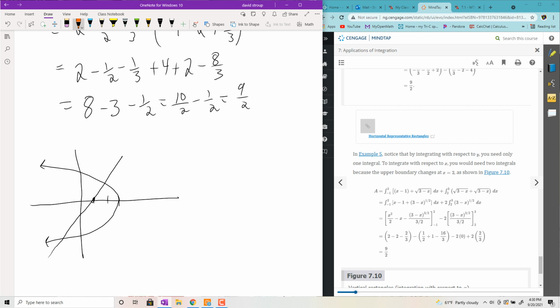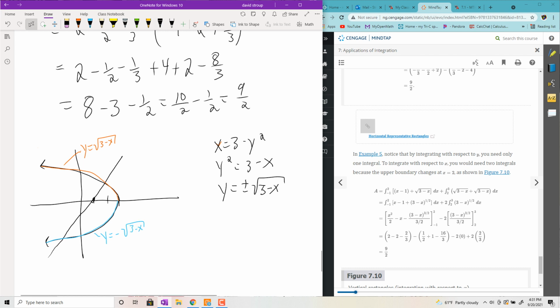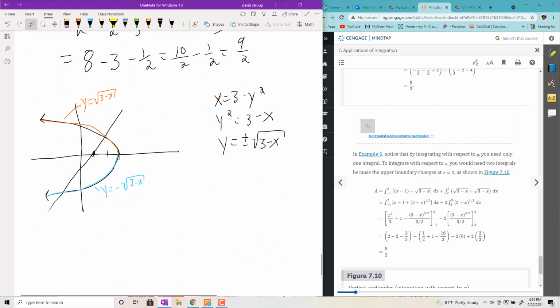It's because you need to work with functions, and so this parabola is actually two functions in one. So you have that red curve there, and I have to solve for y. So I have x equals 3 minus y squared, then y squared equals 3 minus x. So y equals plus or minus square root of 3 minus x. So the red curve is y equals plus square root 3 minus x. And then the blue curve is y equals minus square root of 3 minus x. And then I also need to solve for the other curve, x equals y plus 1. So y equals x minus 1.